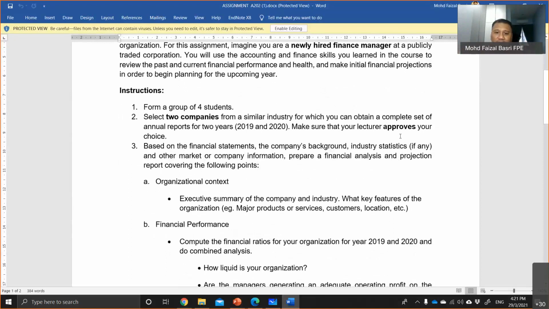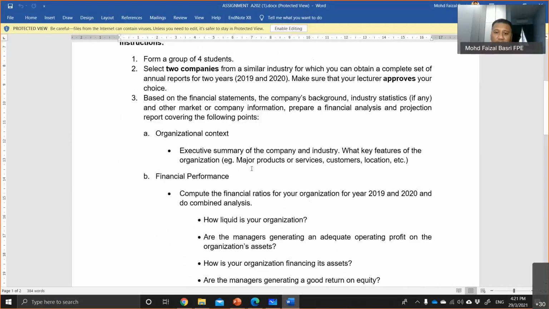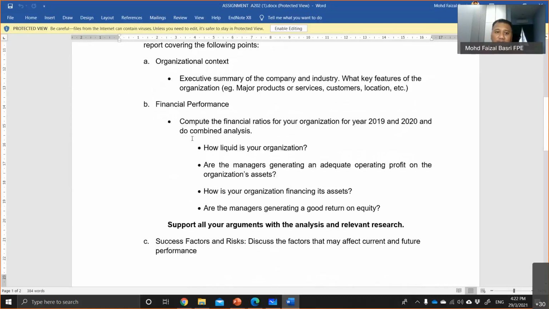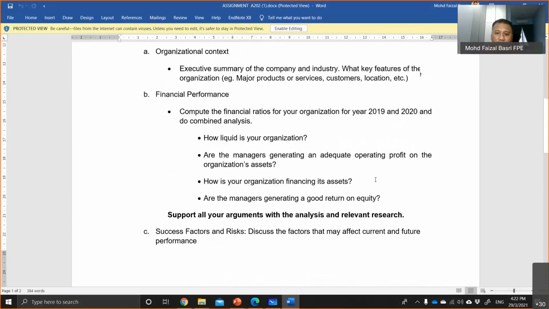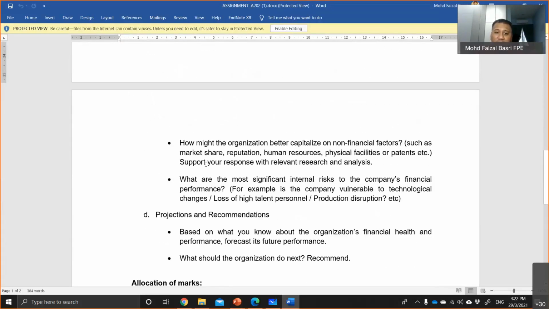So this will cover some background statistics, the name of the company and whatnot. Organizational context. You need some executive summary, what the companies are all about. And then the performance, liquidity, operating profits. So you need to understand how your organization is financing its assets. So this is about leverage. So this is ROE. So you have to read this.